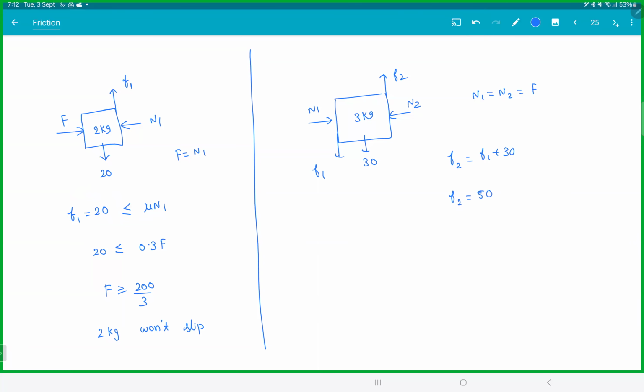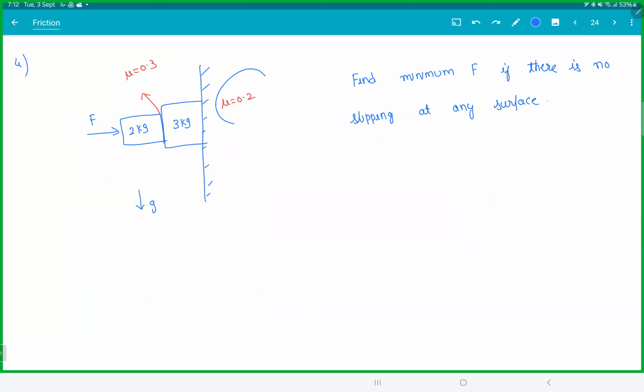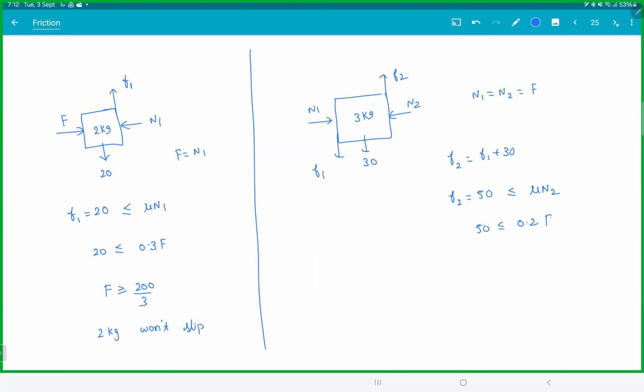Now understand one thing here. The friction is saying, you give me 50 newtons, I will make sure the 3 kg won't slip. Isn't this the meaning of the statement? Friction is saying, if you give me 50, I'll keep it in equilibrium. That is, this value must be less than or equal to mu into N2. This value cannot be greater than whatever I can give you maximum. So this is 50 and mu is how much? 0.2. So this surface is 0.2 into F. So this is saying F must be greater than or equal to 50 by 0.2. How much is that? 250 newtons. So this is saying if you give me 250 newtons, the 3 kg won't slip.